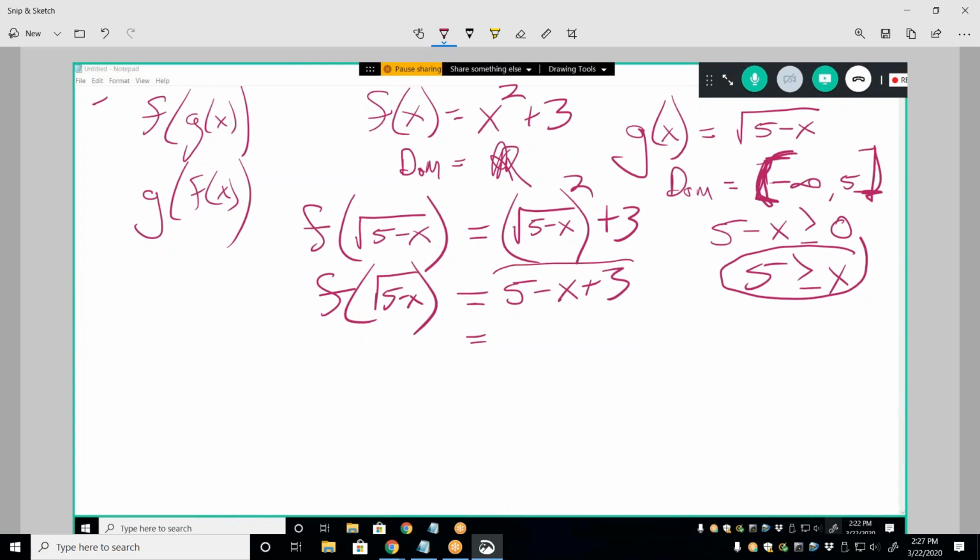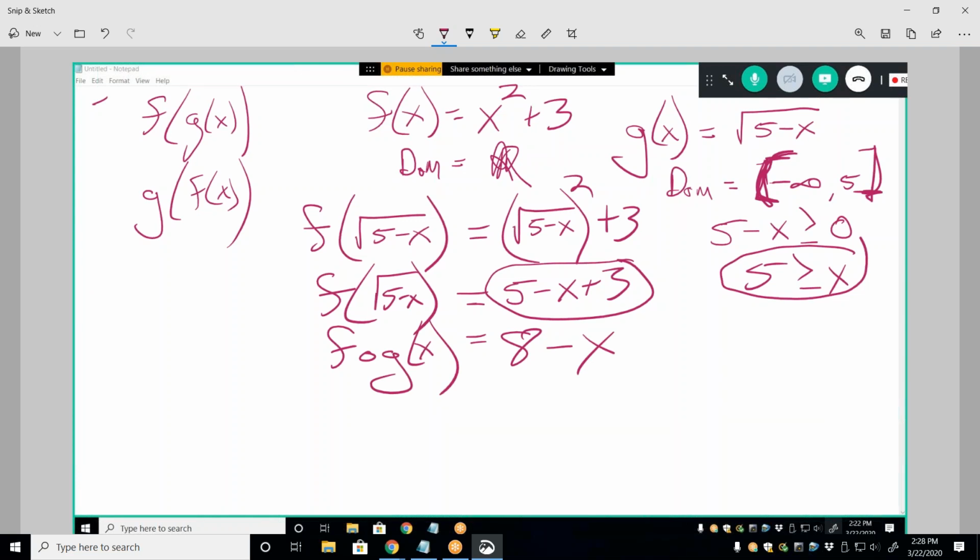So simplify that for beginners. You can add the 5 and the 3 together. No, just simplify what I have circled in the middle of the page. What have I circled there? 5 minus x plus 3. Simplify that. It's 8 minus x. Mm-hmm. Okay. That's what f of g of x is.